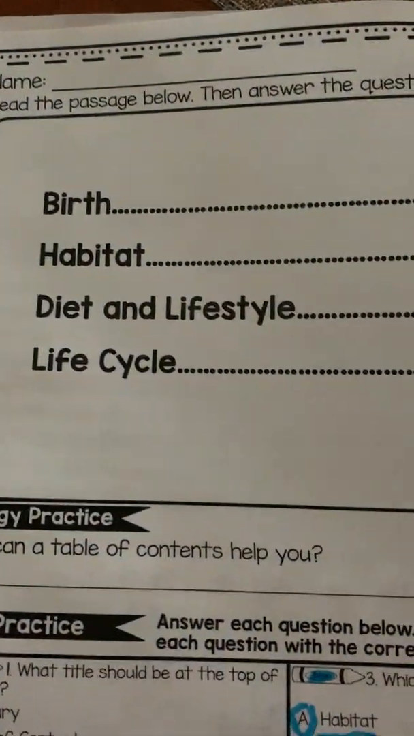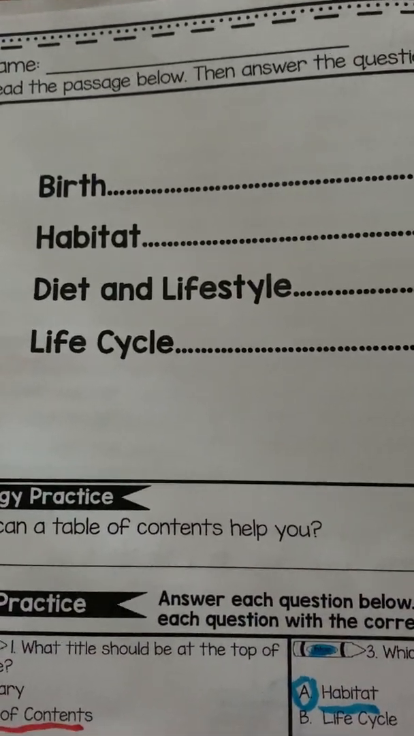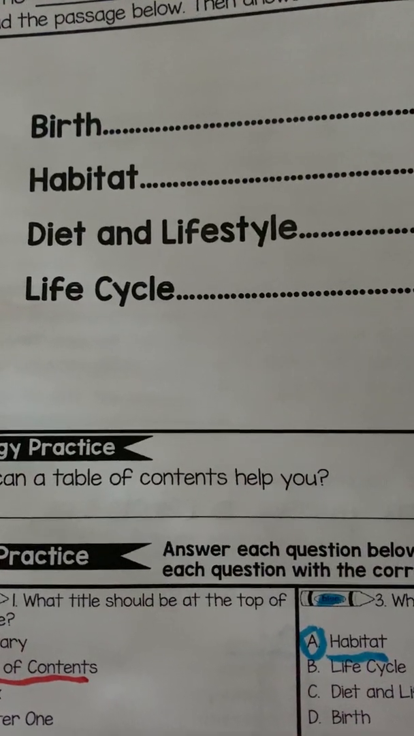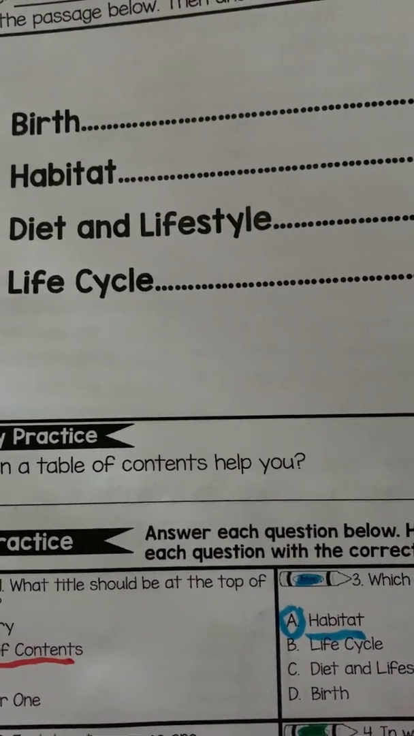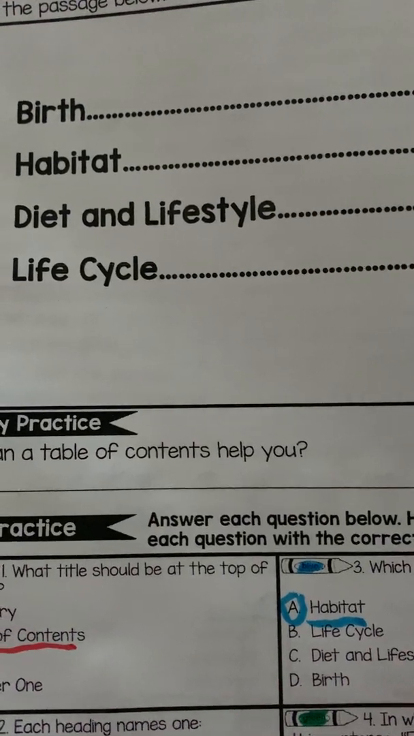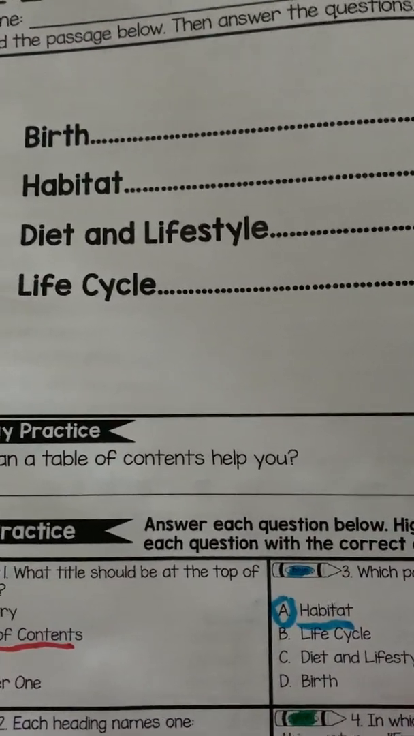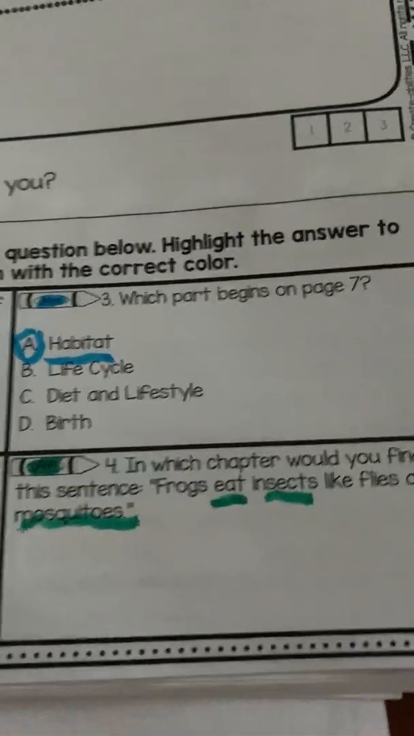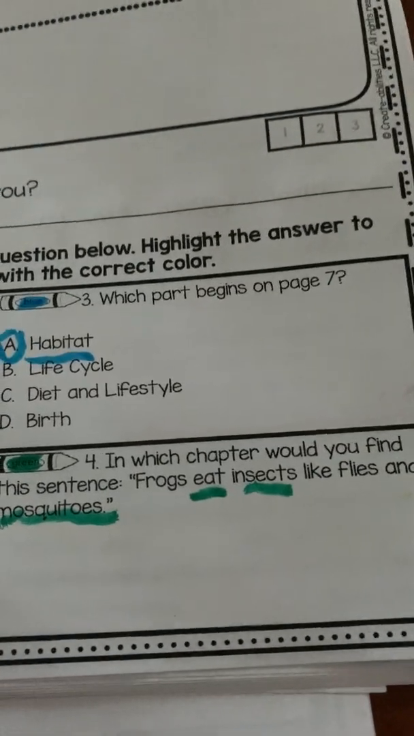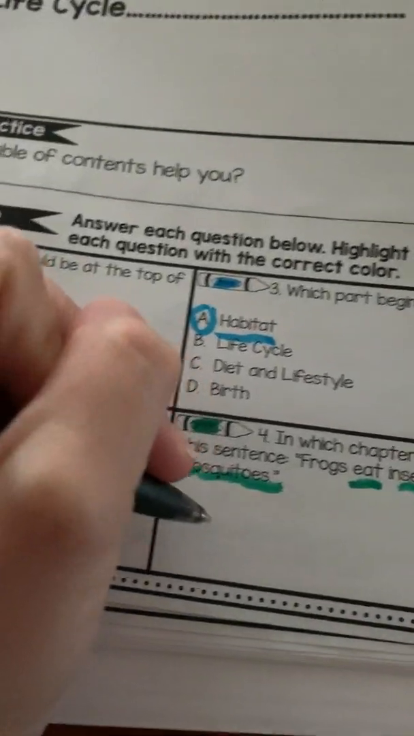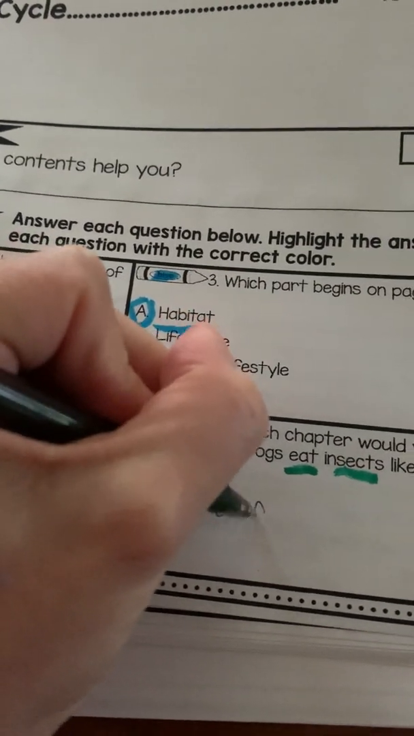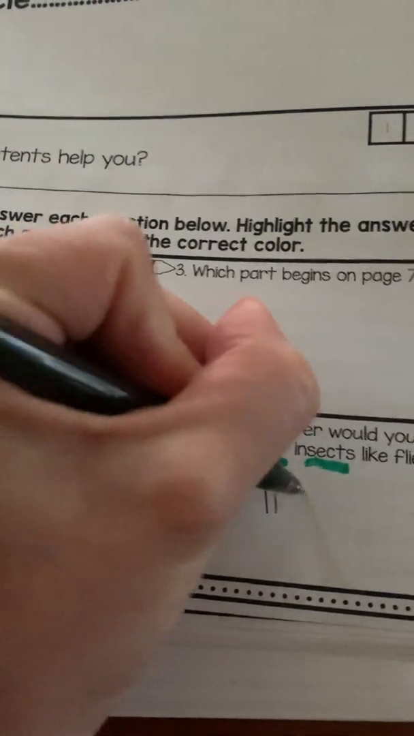We'll just look at our last choice. That would be life cycle, and that would be what the frog's life was like starting when it's born, as it grows and gets older, up and down to when the animal dies. So that has nothing to do with what it eats. So the answer to number 4 would be the chapter titled Diet and Lifestyle. What they eat and what they do.